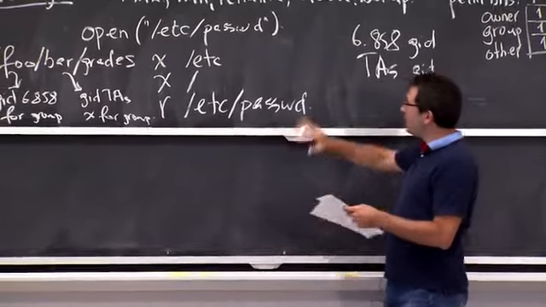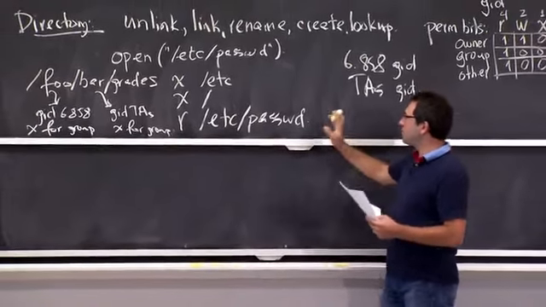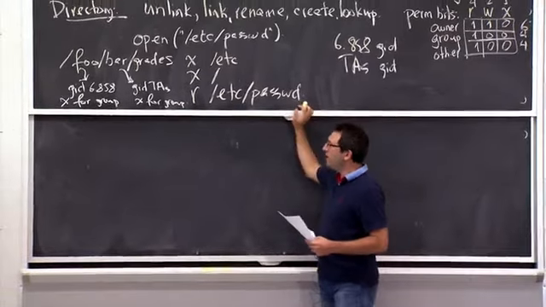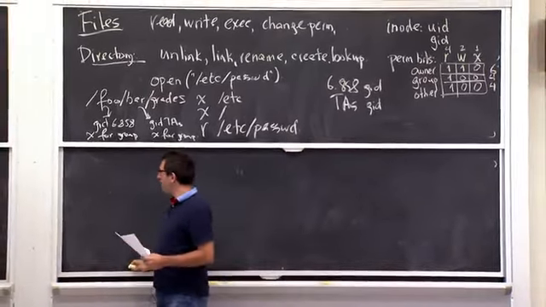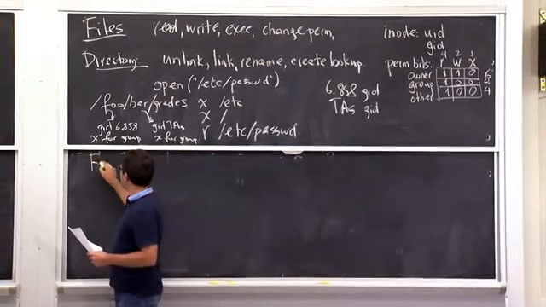OK, so that's files and directories in Unix, and how security works for them. A closely related thing in Unix are file descriptors.